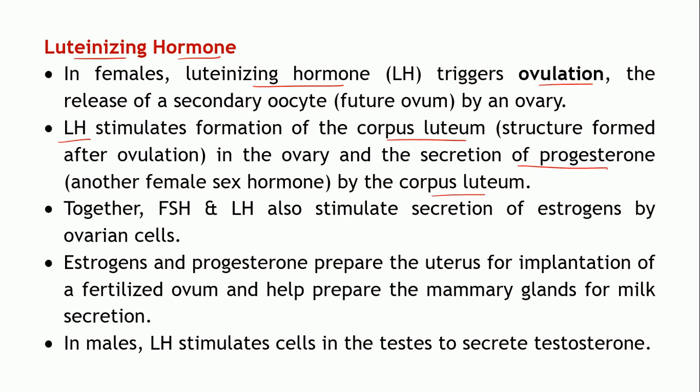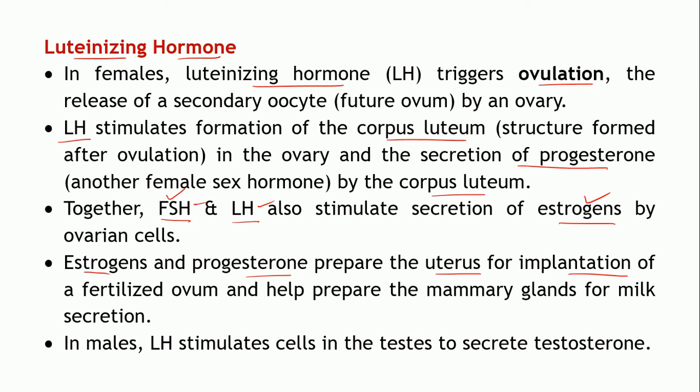Together, both FSH and LH also stimulate the release of estrogen by the ovarian cells. As we have seen, FSH promotes the release of estrogen, and similarly, luteinizing hormone also promotes the release of estrogen. Both estrogen and progesterone, which are produced in the females, prepare the uterus for implantation. If at all the fertilization has taken place, the implantation takes place under the influence of these hormones, which are stimulated by both the FSH and the LH.